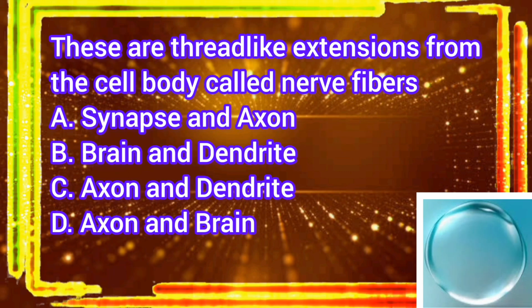These are thread-like extensions from the cell body called nerve fibers. A. Synapse and axon. B. Brain and dendrite. C. Axon and dendrite. D. Axon and brain. The correct answer is letter C. Axon and dendrite.